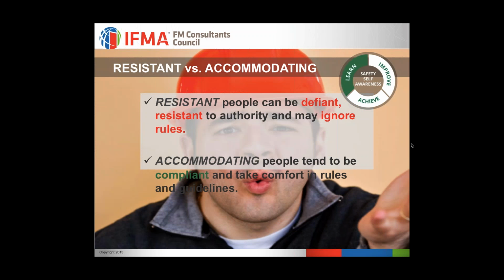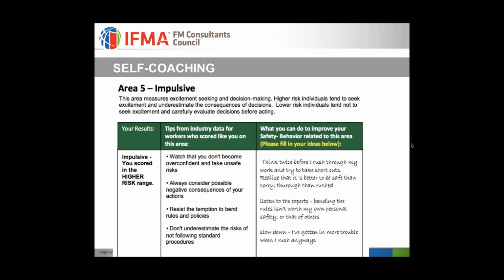This one is, as I said, the defiant personality, whereas the opposite is someone who is accommodating and tends to take comfort in the rules and guidelines. Just a quick apology, I'm not sure why the text is not all falling within that gray box. It did before when I went through the run-through, but anyway, what do we do with that?